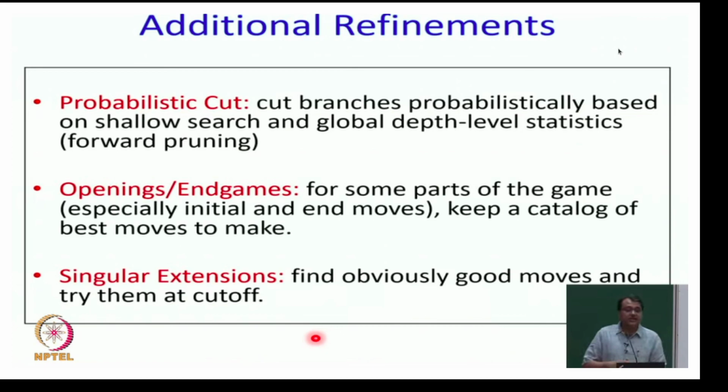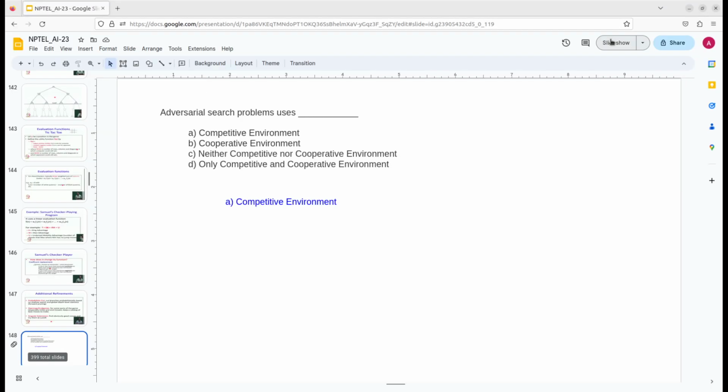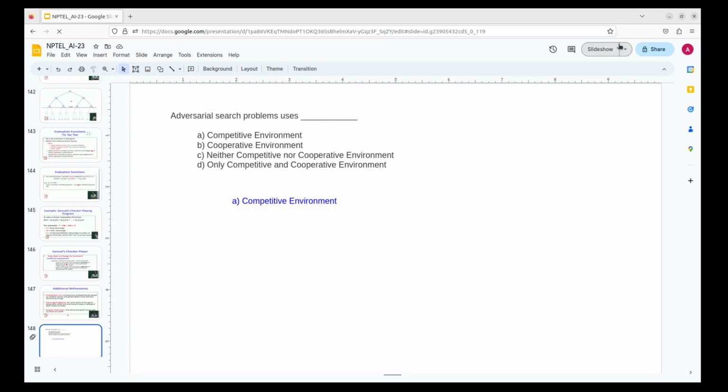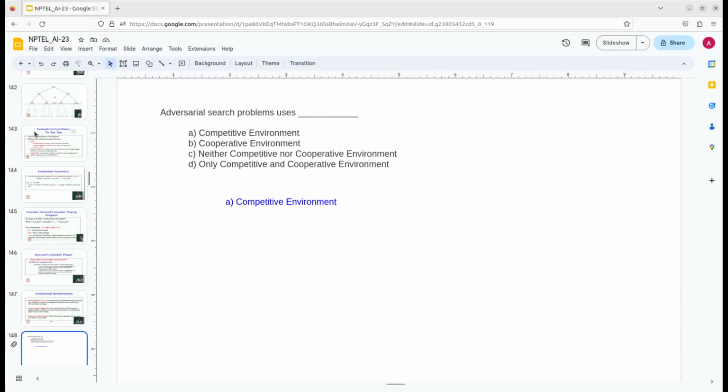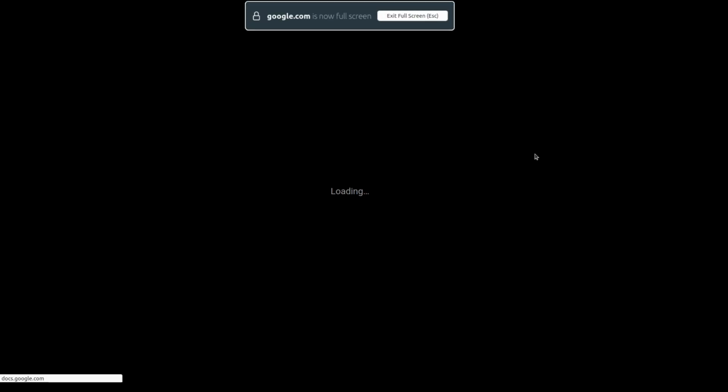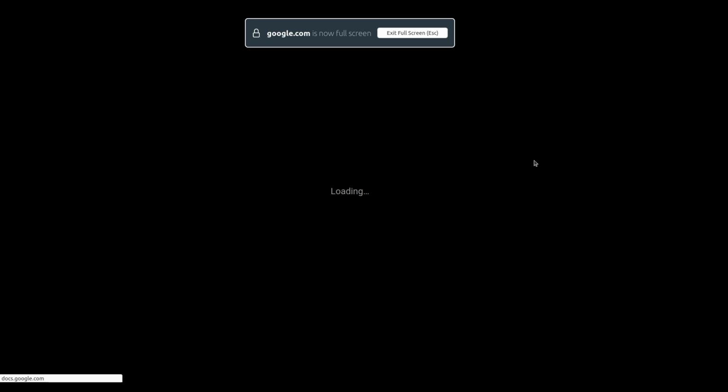Singular extension: find the obviously good moves and try them at a cutoff. Now we'll solve a few questions and do some workout with the examples. So till then, any question, any doubt about this, please let me know. Okay, so we can go further.